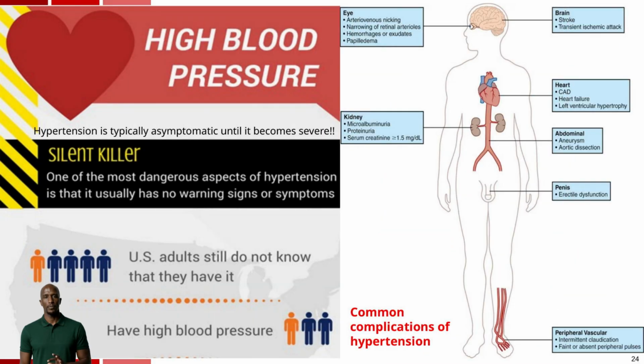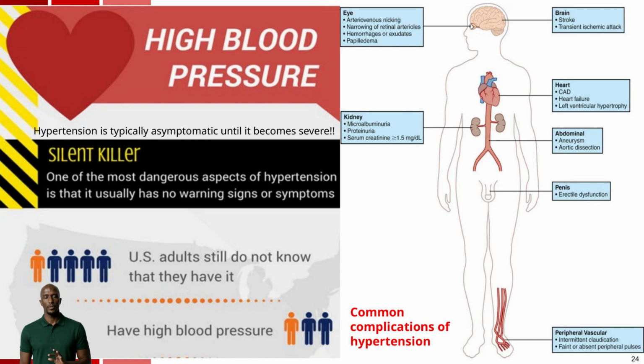Hypertension often remains asymptomatic until it reaches a severe stage. This silent progression can lead to serious complications, including heart disease, stroke, kidney damage, and vision loss. Understanding these potential outcomes is crucial for effective management and prevention strategies.